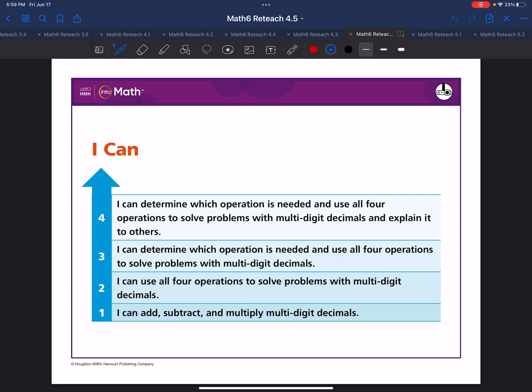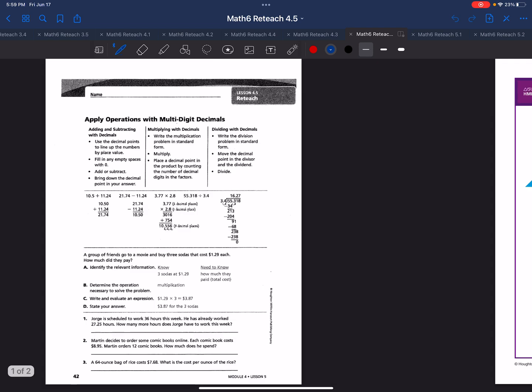Today we will review 6th grade math lesson 4.5. This lesson will cover applying all 4 operations with decimals. Here is your I can statement. I can determine which operation is needed and use all 4 operations to solve problems with multi-digit decimals and explain it to others.